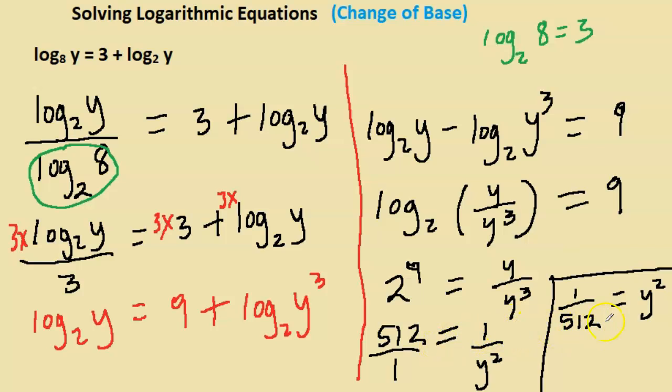Alright? So y would be the square root of 1 over 512. So I can take the square root of both sides. So y will be the square root of 1 over 512, plus or minus, right?